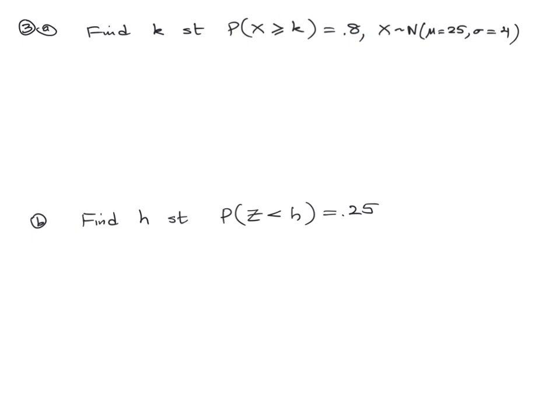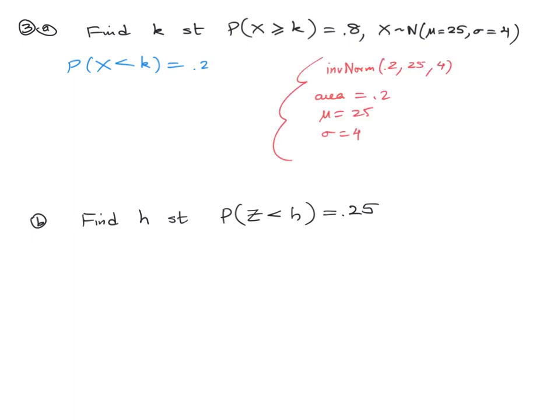The problem with that one, though, is that it's an x greater than or equal to k, which the inverse normal cannot do. So I'm going to change that probability. The probability that x is less than k is, well, if the probability of x greater than or equal to k is 0.8, then the probability of x less than k is 0.2 because it's 1 minus 0.8. So this is actually the statement that is meaningful for my inverse normal.